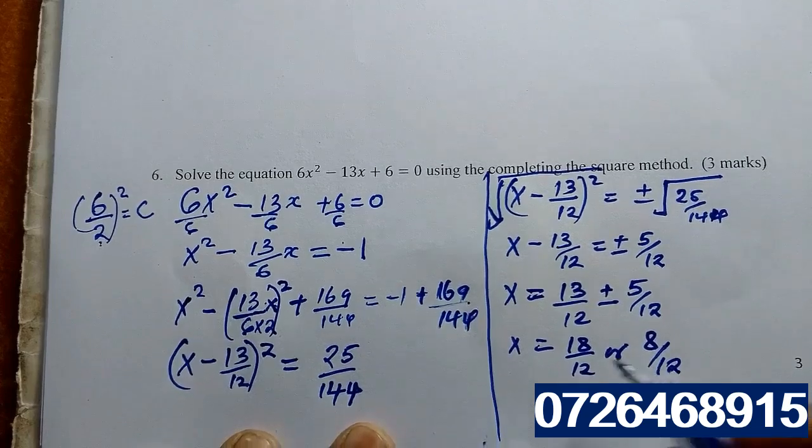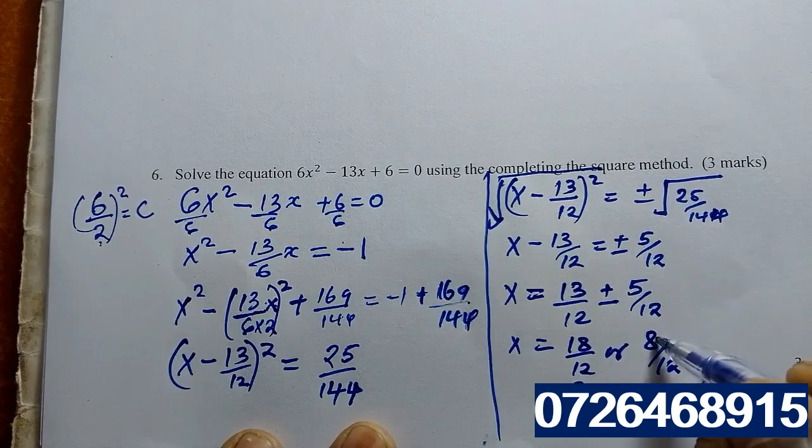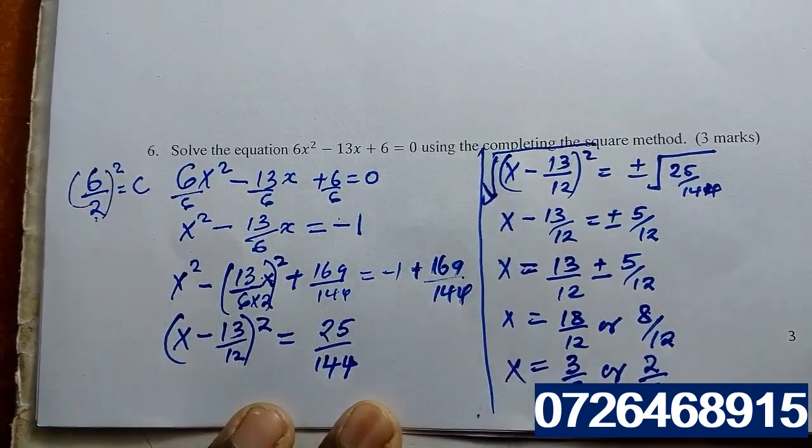So hatuwezi acha answer namna hiyo. We can simplify 6 here. 6 hapa itakuwa mara 3. 6 hapa itaenda hapa mara 2. Sawa? Or 4 here 2, 4 here 3. So we can simplify it like that, and that is the values of x.